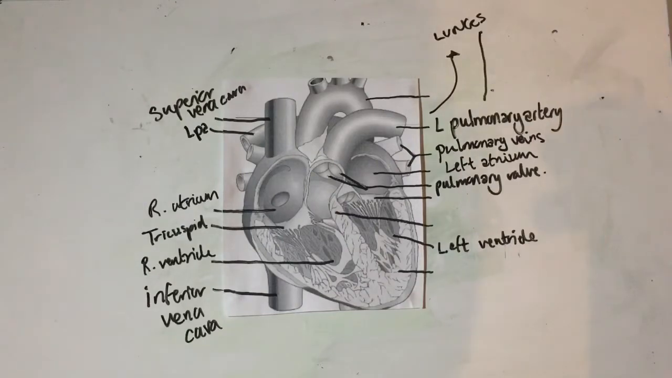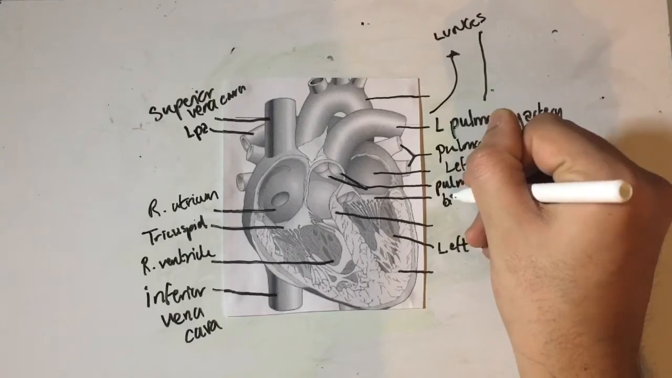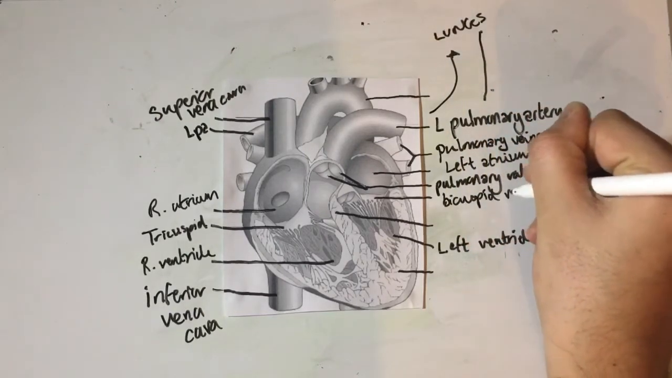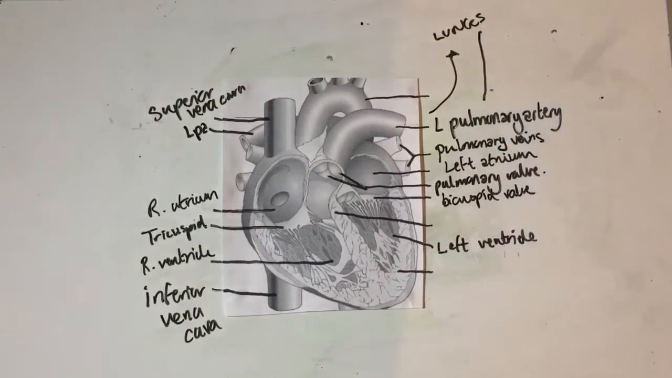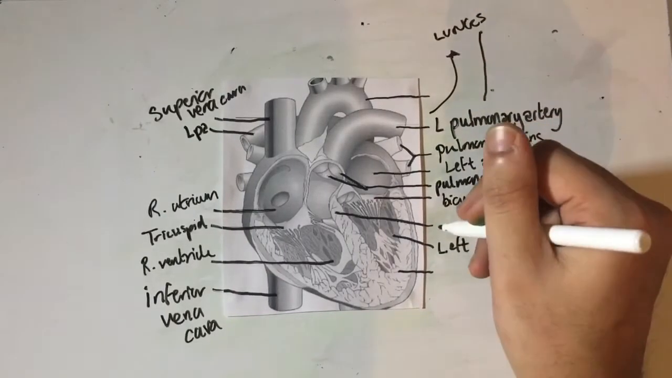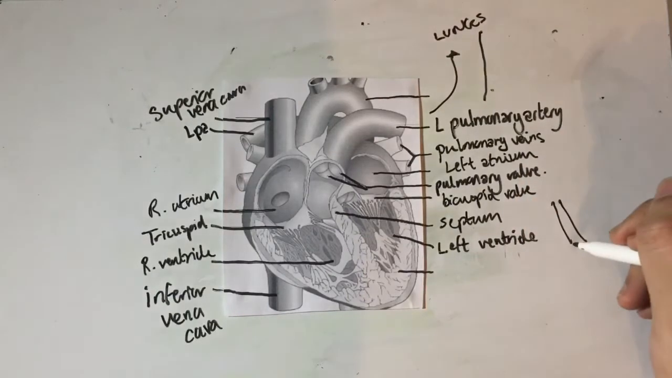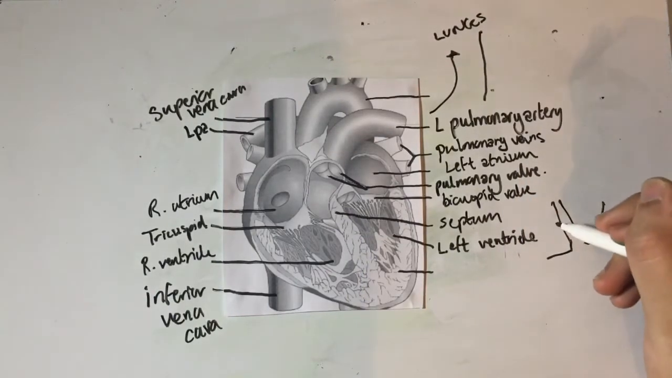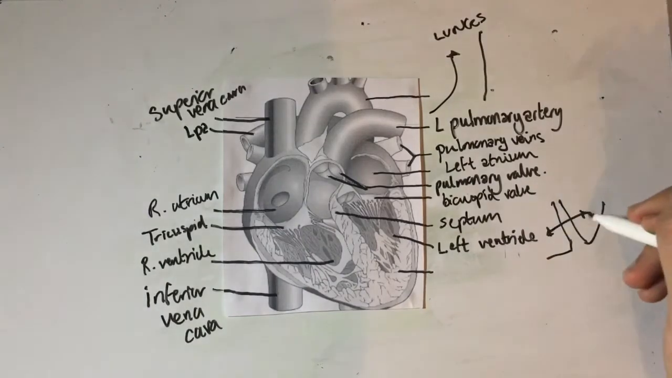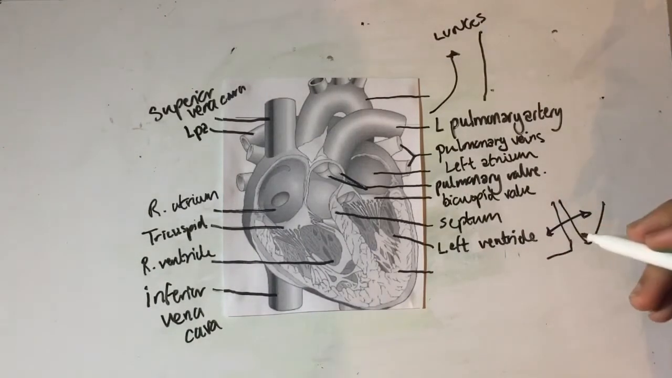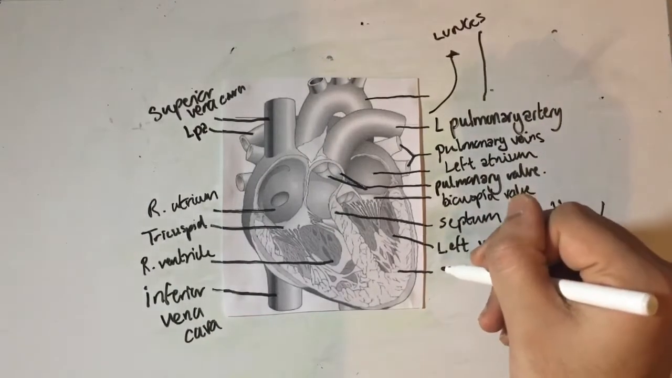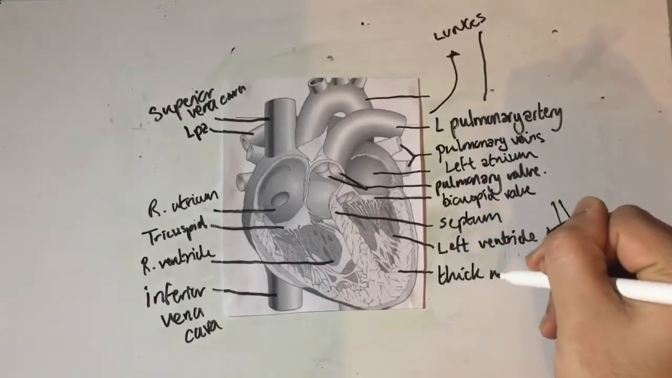So what you have preventing the backflow of blood between the left ventricle and the left atrium is the bicuspid valve, or the left atrioventricular valve. What we have here is the septum, and we've come across this before. This is the thick lining of muscle, which prevents the mixing of oxygenated and deoxygenated blood. And here we're referring to the thick muscles.